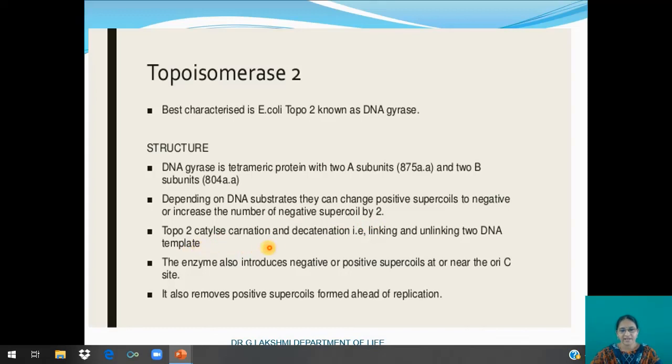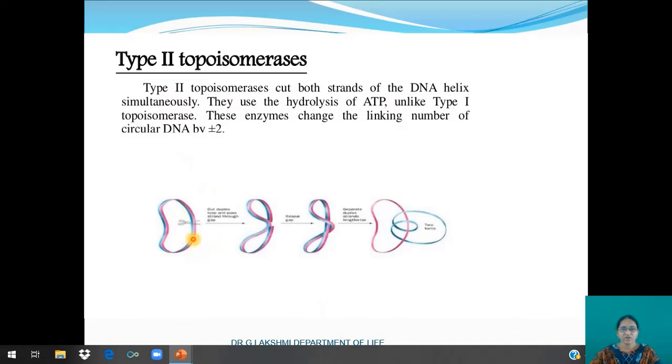Topoisomerase 2 catalyzes catenation and decatenation, that is the linking and unlinking of two DNA templates. The enzyme also introduces negative or positive supercoils at or near the origin, the oriC site of replication. It also removes positive supercoils formed ahead of replication. This is the function of topoisomerase 2, which allows the cutting of two DNA strands, and the second strand pierces the other strand, and thereby two DNA molecules are separated.